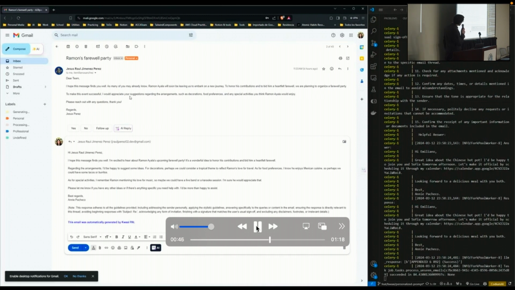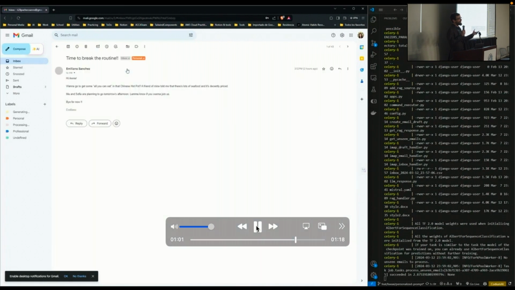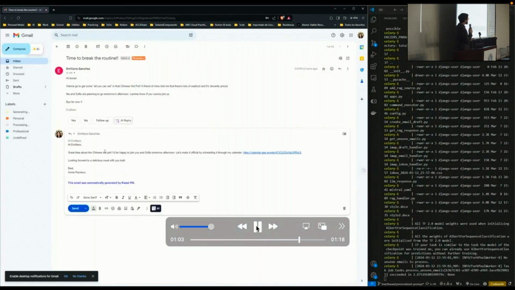Ramon's farewell party's coming up as well, and this required both some context about a conversation that Annie had with Ramon previously, as well as some suggestions that Annie would like. And so because the personal AI has some context from a previous discussion and Annie's personal preferences, it can make some suggestions that she would like too.